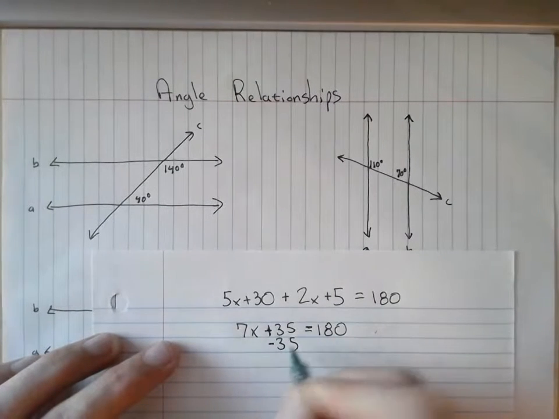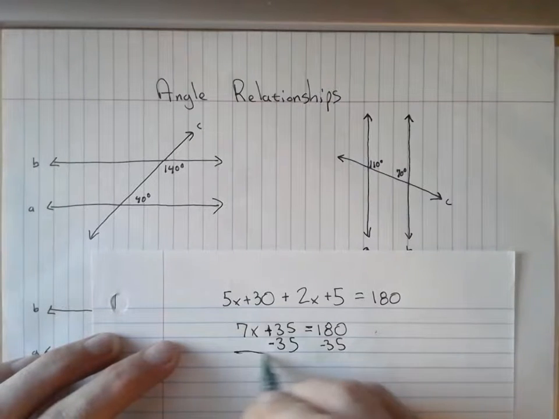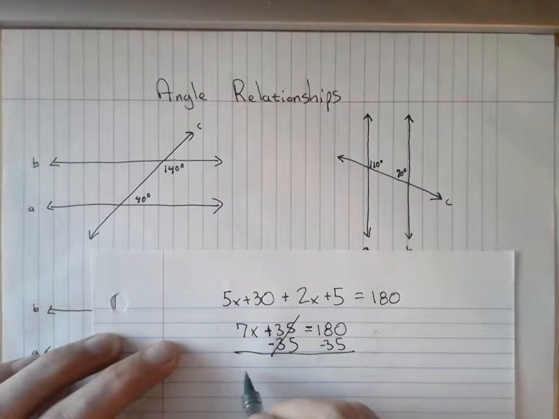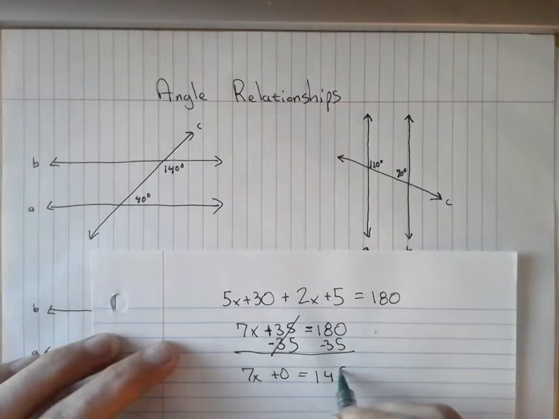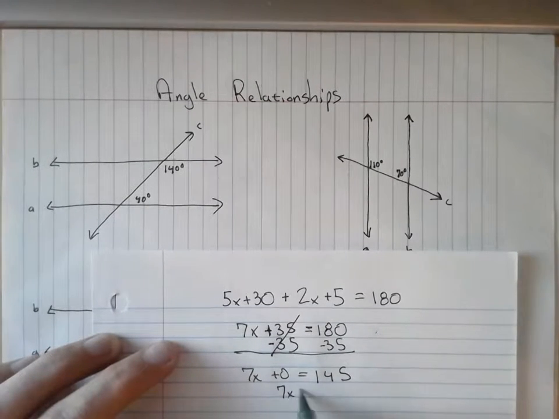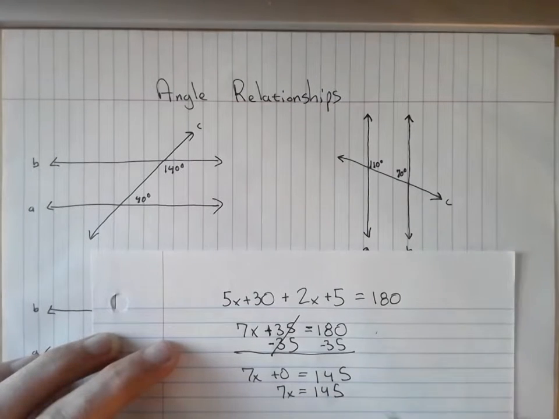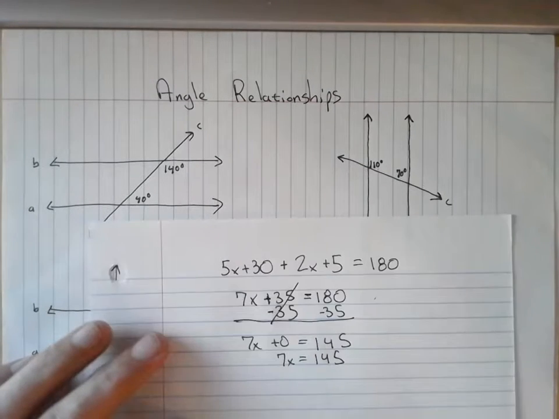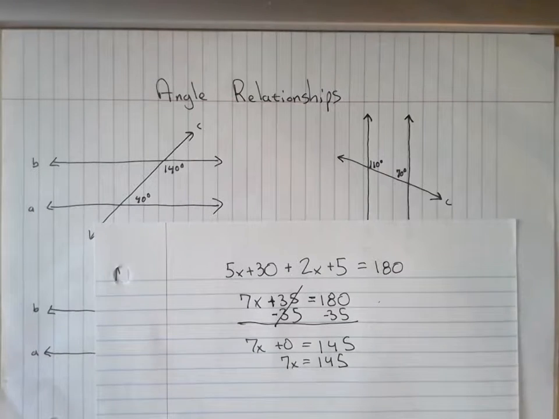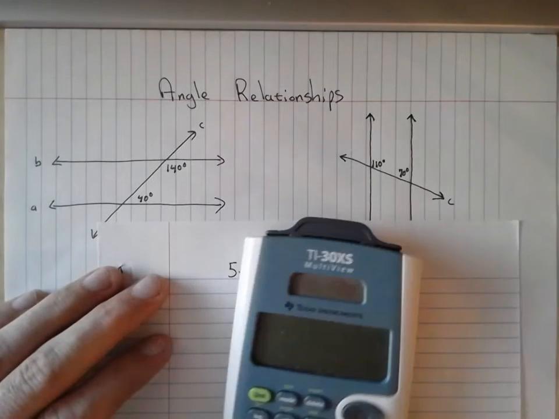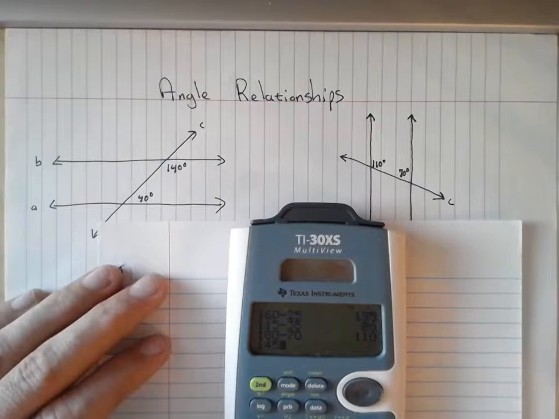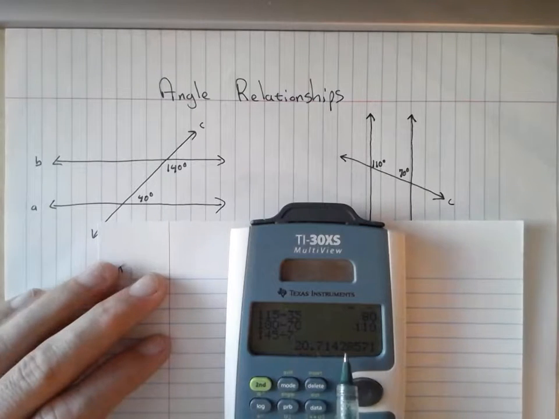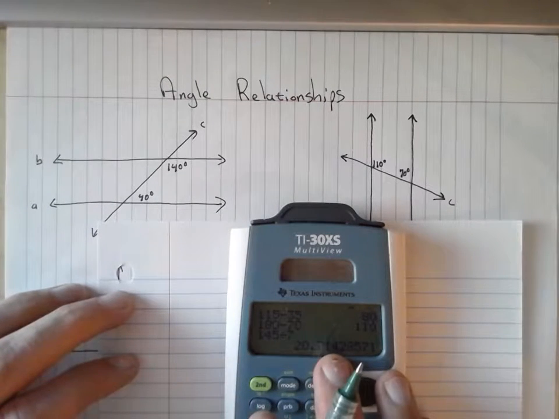Subtract 35 from both sides, 0 pairs, 7x plus 0 equals 145. That 0 influences the equation not at all. So 7x equals 145, and this particular answer is going to come out to a not very nice number, but here's where the calculator can be very helpful. 145 divided by 7 is 20.714. So we'll just round that off to 20.71.